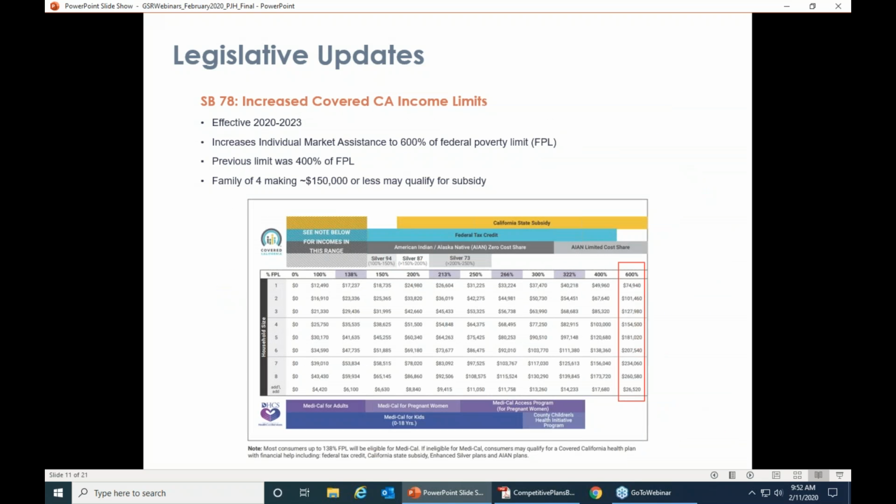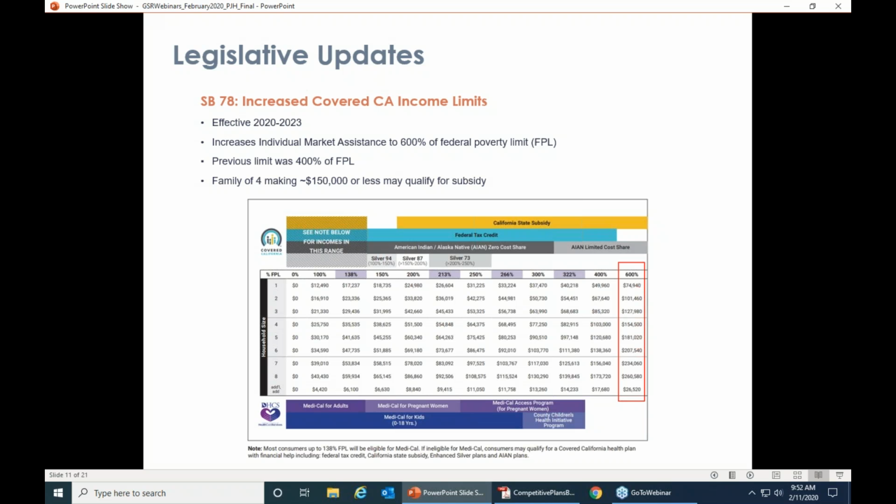The next one we wanted to share with you is the increased Covered California income limits. So you're probably hearing a lot of ads on the radio saying that the increase in the individual market assistance has gone up from 400% of the poverty level now to 600% of the federal poverty level. So now we're seeing more and more people gaining access to subsidized healthcare through Covered California.